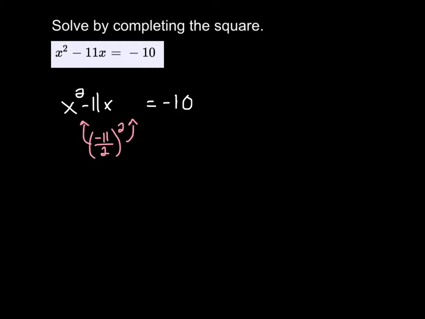I'm not actually going to complete that. I could get negative 5.5 and then square it. I'm going to leave it as a fraction. So when I square that, negative 11 over 2, I get 121 over 4. So I'm going to add that to both sides of the equation.